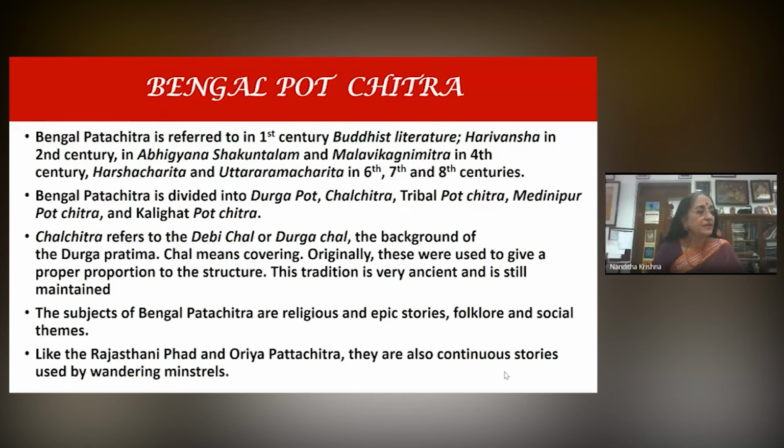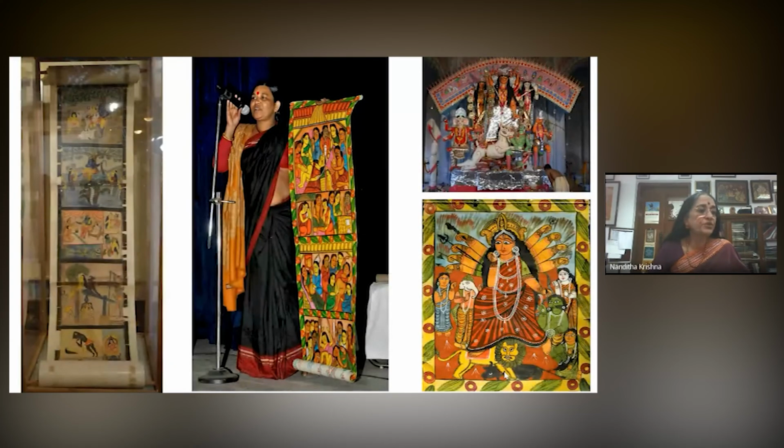Bengali Patachitra is divided into Durga pot. Pot is really Pata. Chalachitra, tribal Patachitra, Medinipur Patachitra, and Kalighat Patachitra. Chalachitra refers to Devi Chal or Durga Chal. On the right hand top corner, you can see a Chalchitra, which is the Devi Chal, Durga Chal, which is the background of the Durga Pratima. So Chal means covering. Originally, these were used to give proper proportion to the structure. This tradition is very ancient and is still maintained behind every Durga during the Durga Puja period.